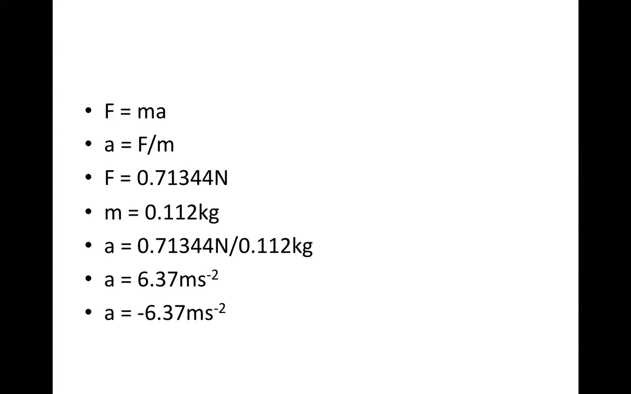To solve for acceleration, we can use the equation force equals mass times acceleration, rewritten to solve for acceleration. We know the force acting on the block is 0.71344 newtons, and the mass of the block is 0.112 kilograms. Therefore, the acceleration on the block is 0.71344 newtons over 0.112 kilograms, which gives us 6.37 meters per second squared. In this problem, we will make this negative 6.37 meters per second squared, because the acceleration is in the opposite direction of the velocity and the direction the block is moving.